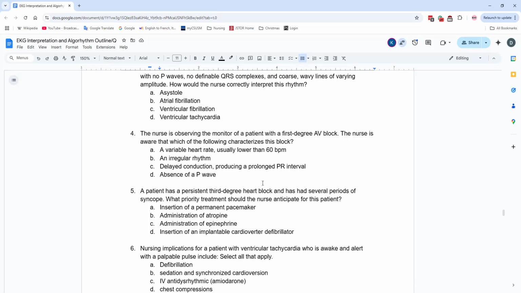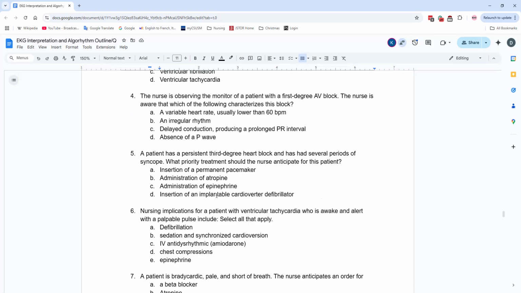Number 5, a patient has a persistent 3rd-degree heart block and has had several periods of syncope. What priority treatment should the nurse anticipate for this patient?